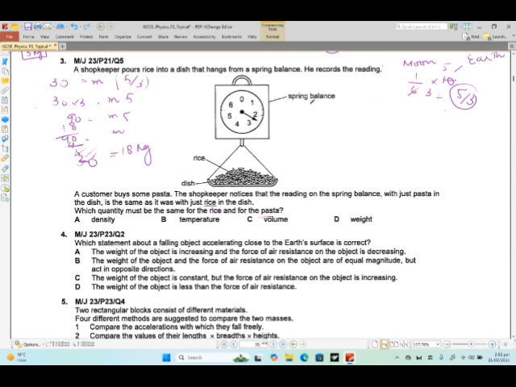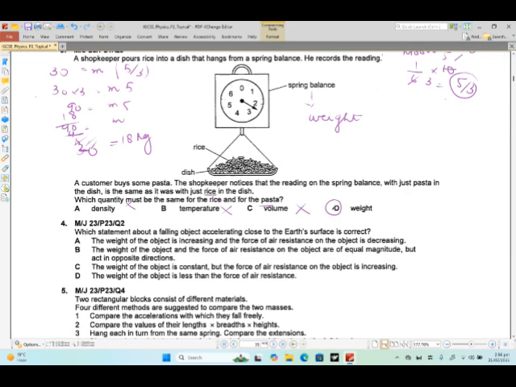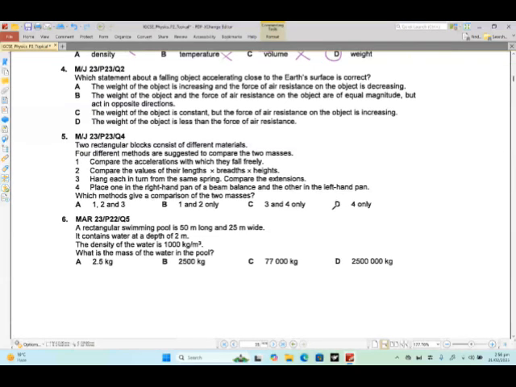Now we know that a spring balance is actually related to finding the weight of an object. So density isn't measured by a spring balance, temperature isn't measured by a spring balance, volume isn't measured by a spring balance, so it is weight. Which statement about a falling object accelerating close to Earth's surface is correct?